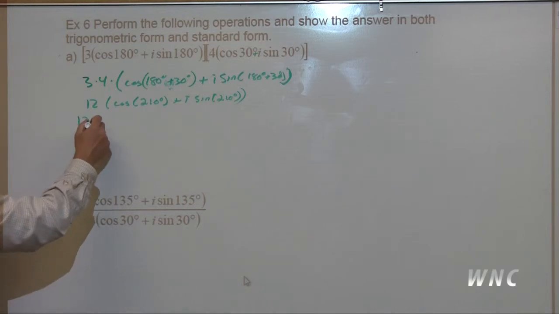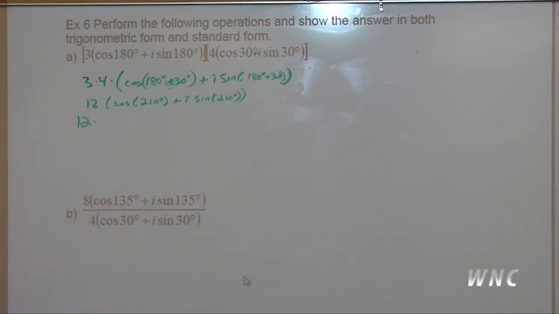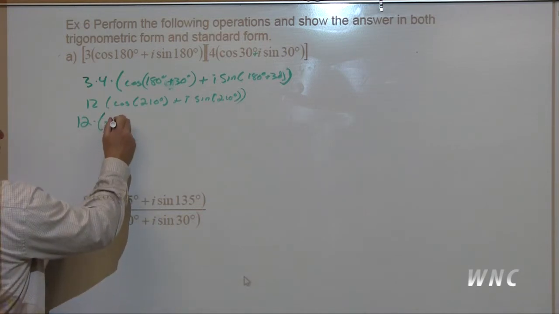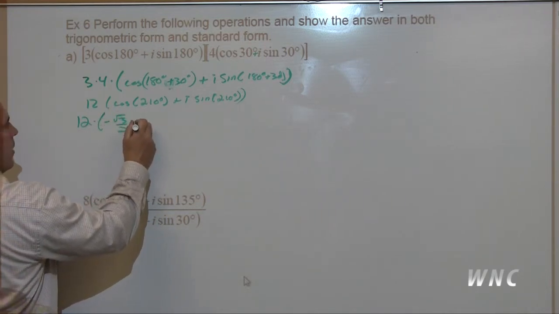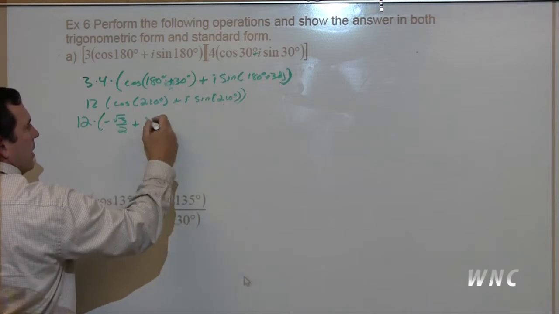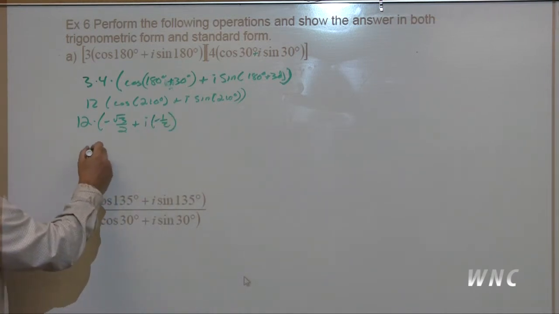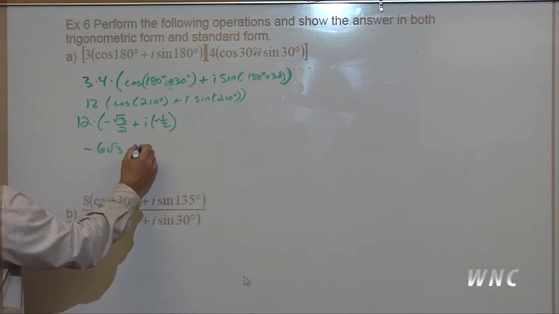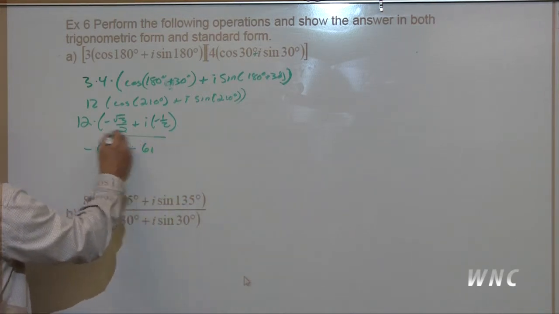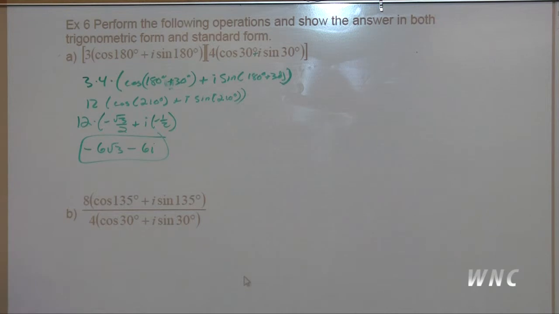So that's 12 times what? Cosine of 210 is going to be negative square root of 3 over 2, plus i times sine of 210, which is negative 1/2. So we end up with negative 6 root 3 minus 6i. So these are the two answers that they want.